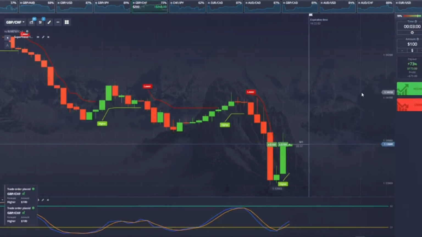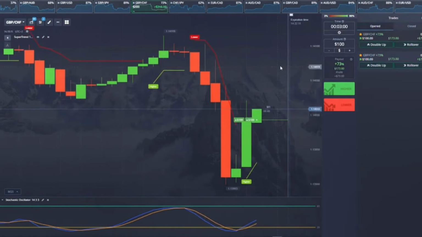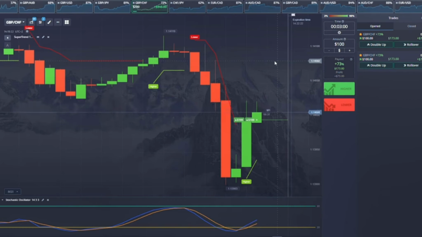Here we are taking buy trades and the entry condition is simple. When the SuperTrend indicator gives a higher signal and the Stochastic Oscillator is leaving the oversold condition upward, you take buy trades with 3-minute expiry time.